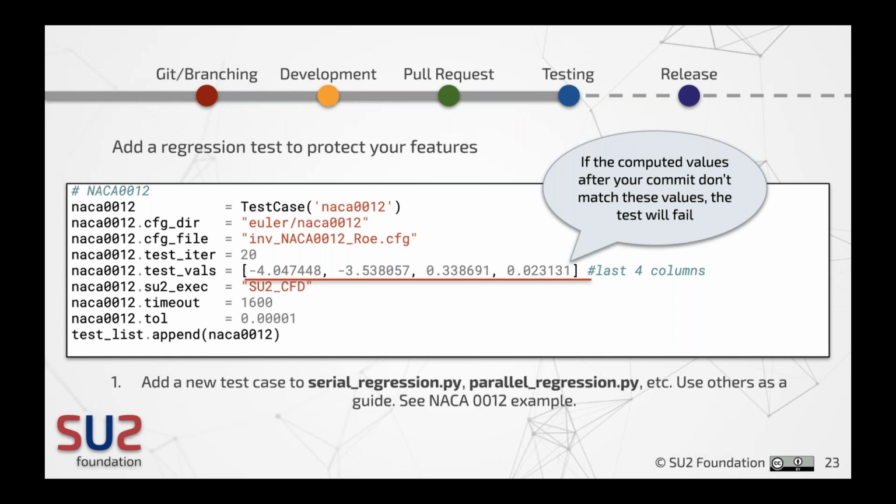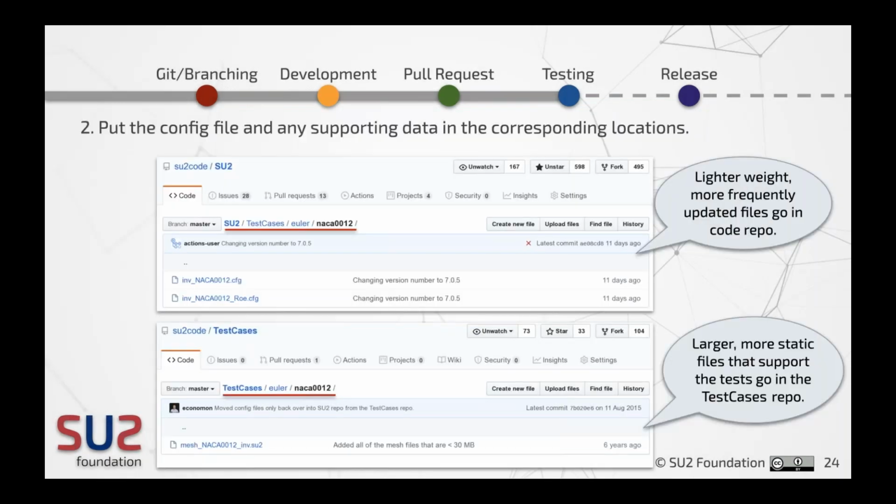So the second step of this process would be to add some files, for example, the config file for your test case. And here we have to distinguish between just the config file and the mesh. So larger files typically go to the test cases repository, and the config files, which change more frequently, can go to the main repository.